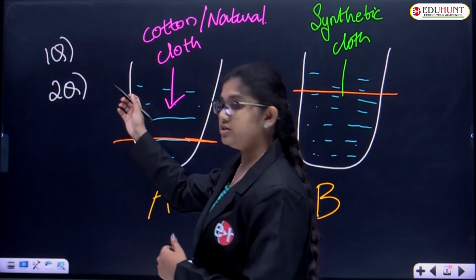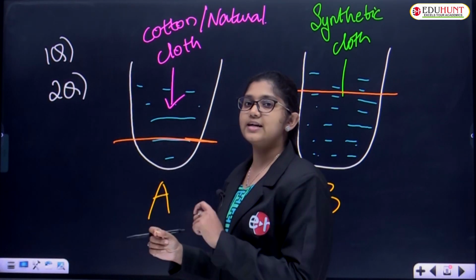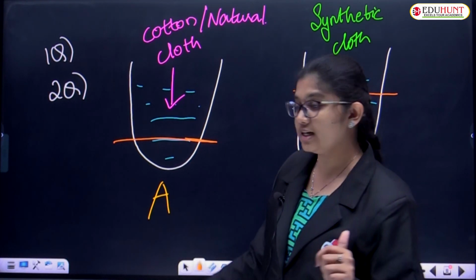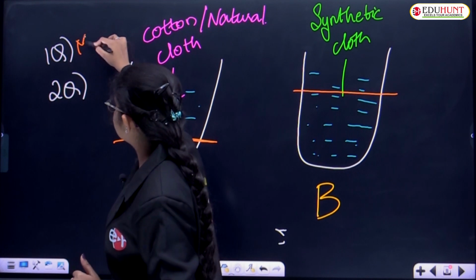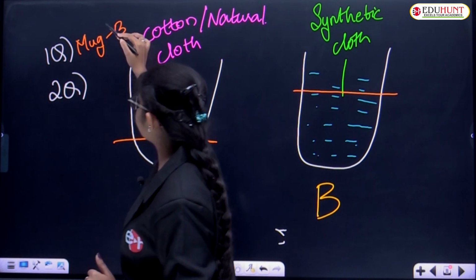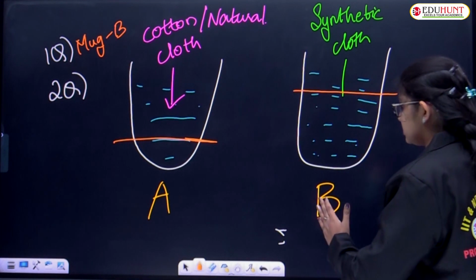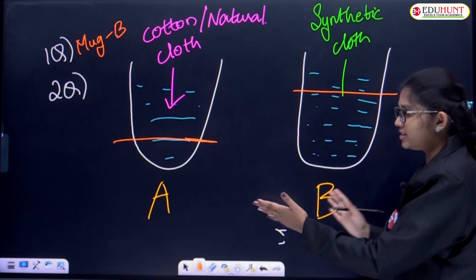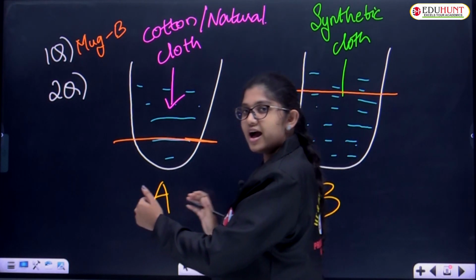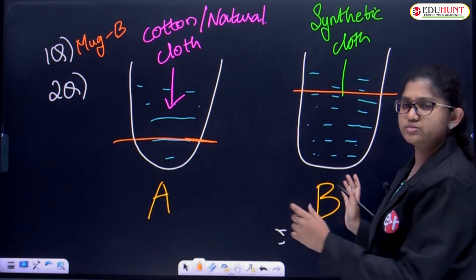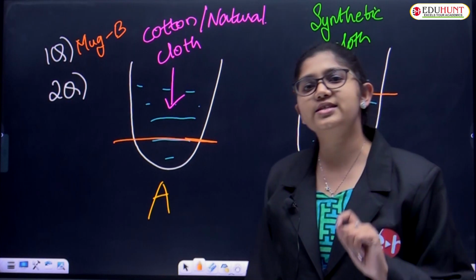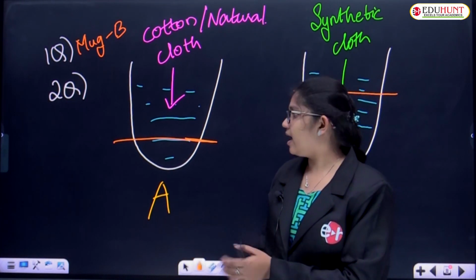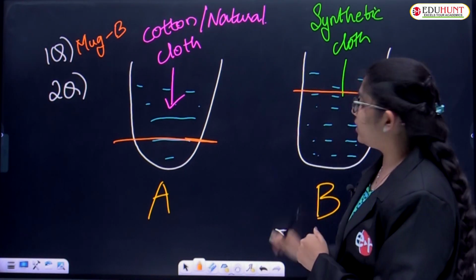What is my first question? Which mug contains more water? Mug B. Yes, mug B is the right answer. Mug B contains more water because less was absorbed. You can say mug A contains less water and mug B contains more water. What is the actual point here? Which one contains less water? You can observe mug A, and then we go with mug B.